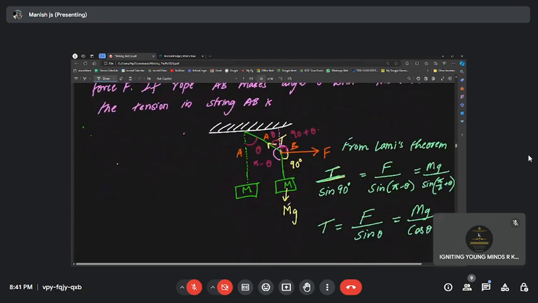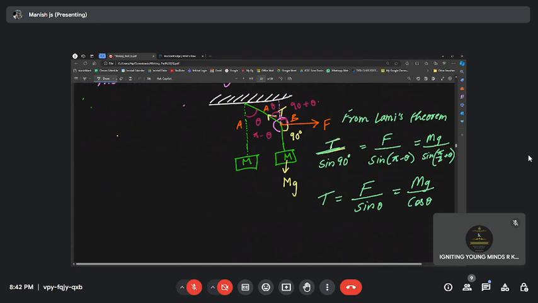So I'll give you the options. I directly solved it, I didn't give you the options, so I'm giving you the options now. Option A, B, C, and D. Okay. So here are the options. First option, F sine theta. Second option is F upon sine theta. Third option, F cos theta. Fourth option, F upon cos theta.